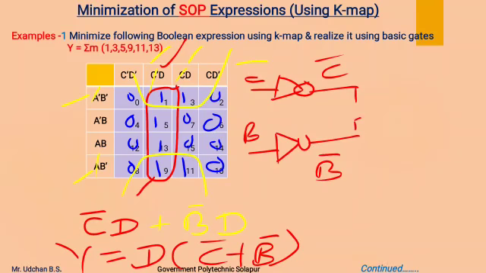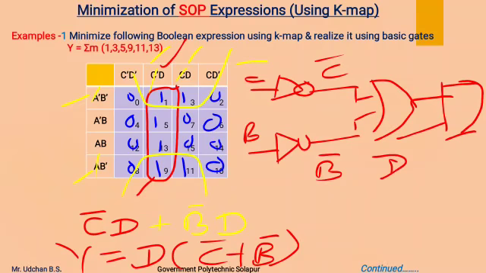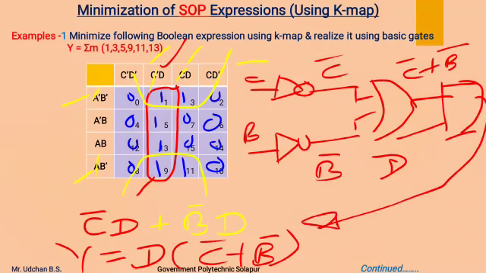So for c bar plus b bar we will have an OR gate, and to get the AND equation we have to use an AND gate. Here we will apply the D input, and here the c bar plus b bar input is available. This is how we will get the final output at the output of the AND gate.